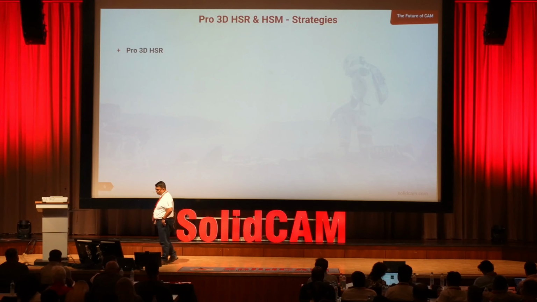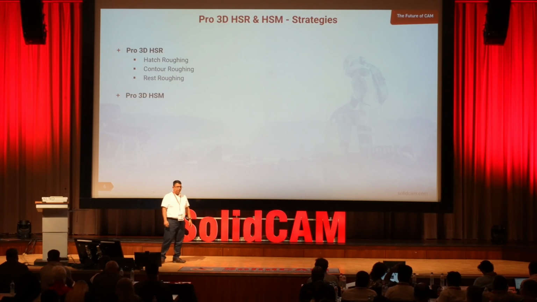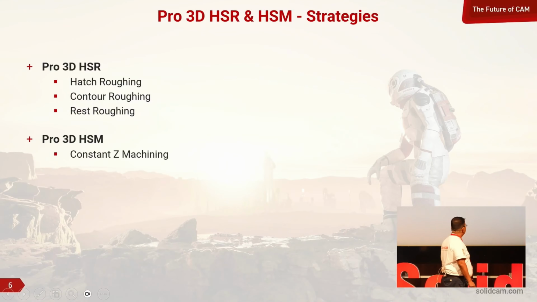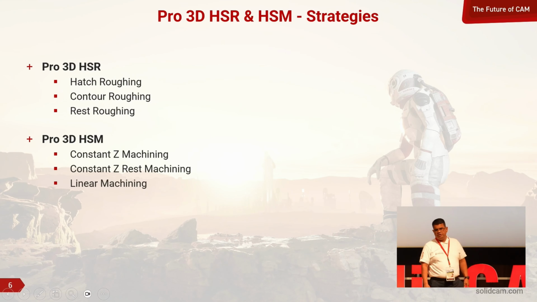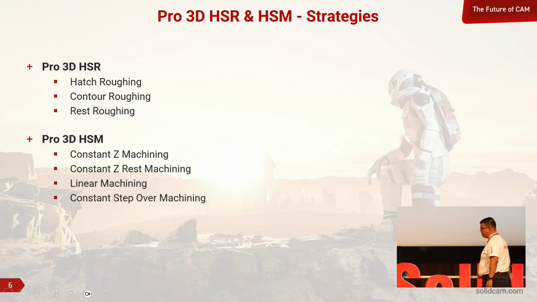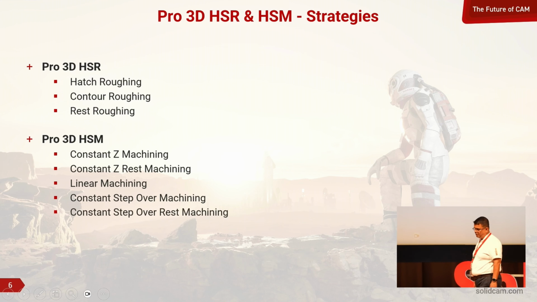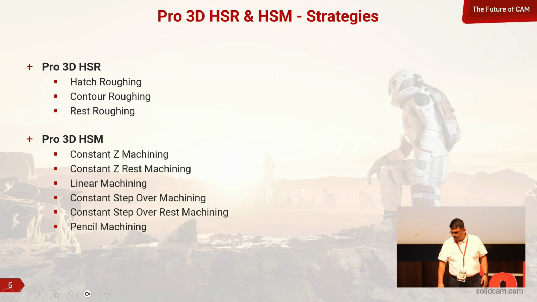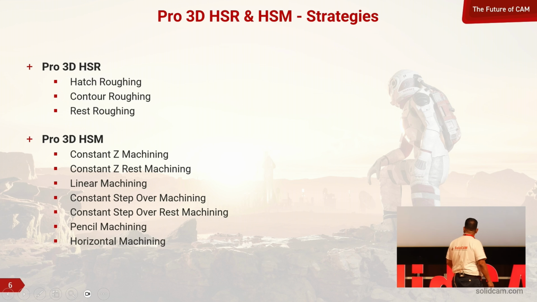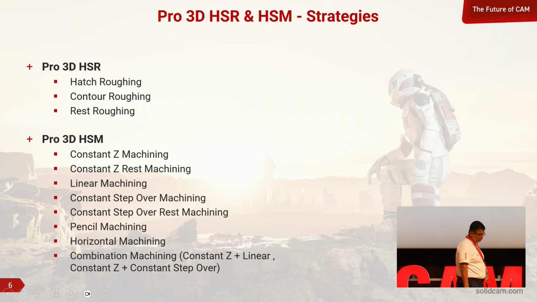So what are the strategies that are available? In roughing, we have 3 strategies. In finishing, we have constant Z, constant step over, linear, rest machining, constant step over, rest machining, pencil machining. So these are all the strategies that are available, and then the combination and horizontal machining.